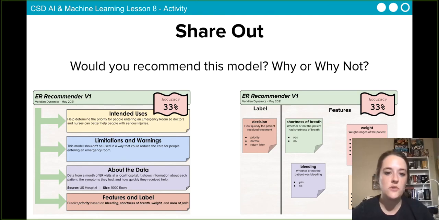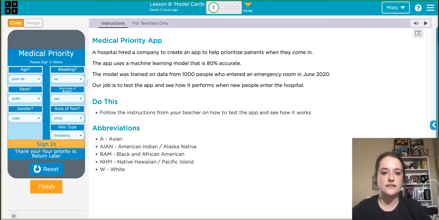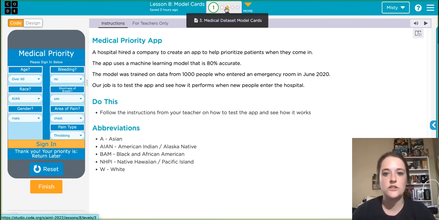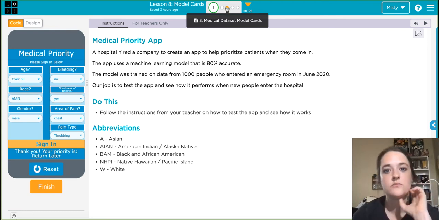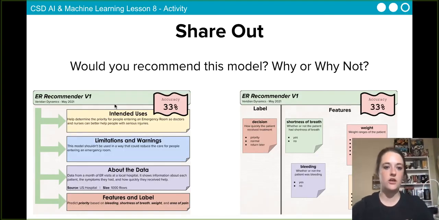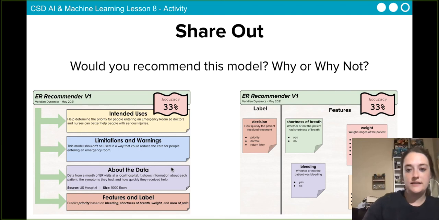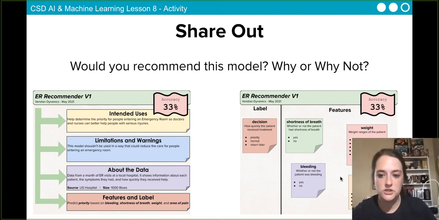Would you recommend the model? Why or why not? I do want us to look at these together because we're going to be seeing some more in the future. We're on medical dataset model cards. So we have our model card that looks like this. We have the label and then we have the features. This is the first model card, the V1.